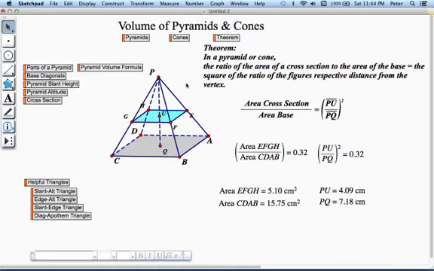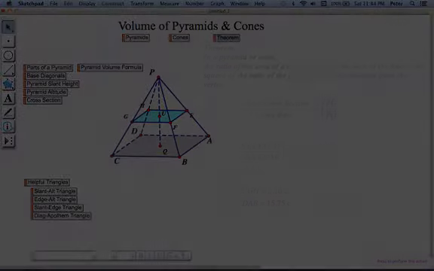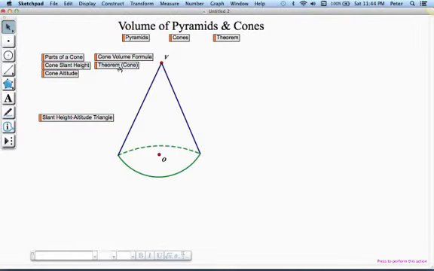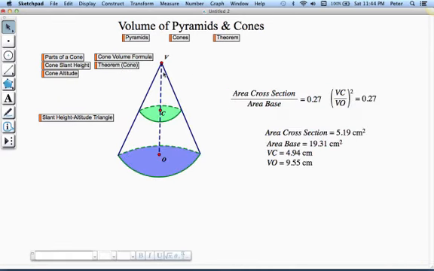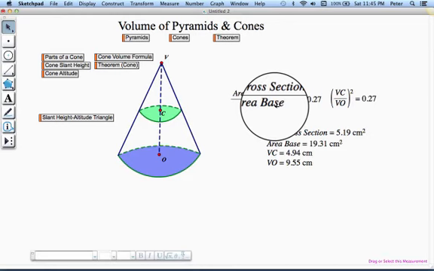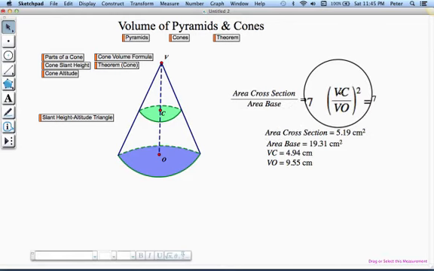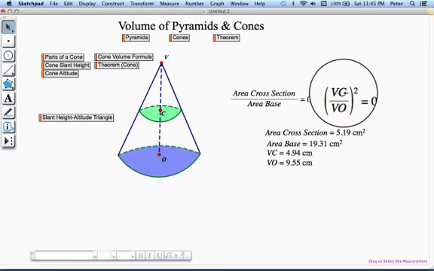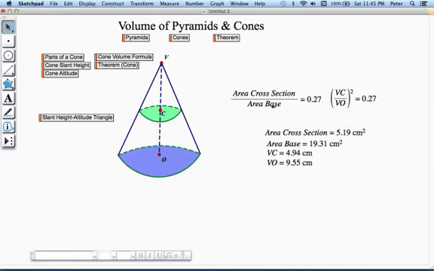Okay, let's take a look at what a cross-section of a cone would look like. Now, as we look at a cone and its cross-sections, we can see that the same relationship is true. If we look at the area of a cross-section over the area of a base, that will equal the distance of the cross-section to the vertex over the altitude squared. And no matter how we manipulate this, the area of the green circle to the area of the blue circle will equal the ratio of the distances to the vertex squared.